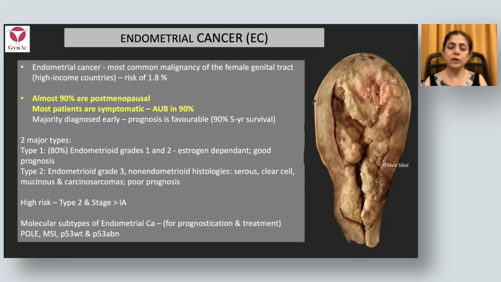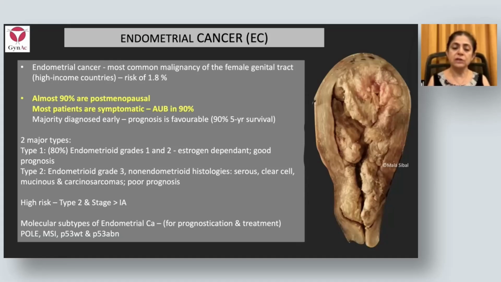There are basically two major types. Type 1, which constitutes the majority. These are endometrioid carcinomas grade 1 and 2, which are estrogen dependent with good prognosis. And then you have type 2, which include endometrioid carcinoma grade 3 and all non-endometrioid pathologies. High risk is considered all type 2 endometrial cancers and any type 1 which is more than stage 1A.